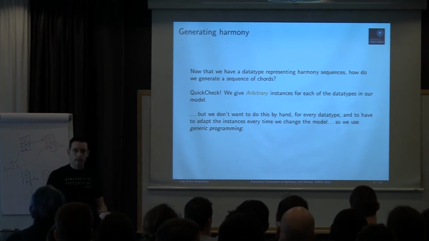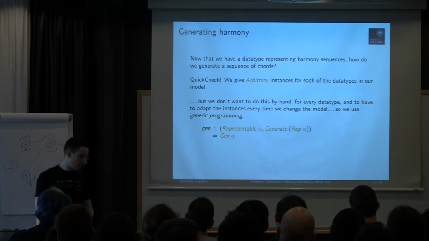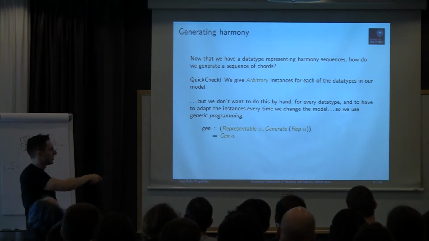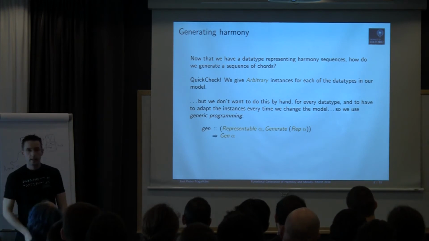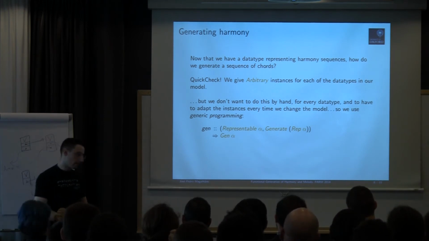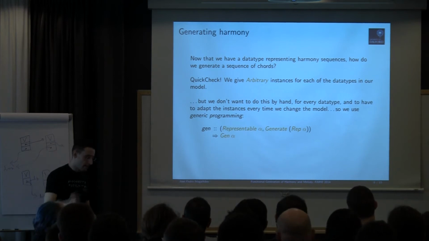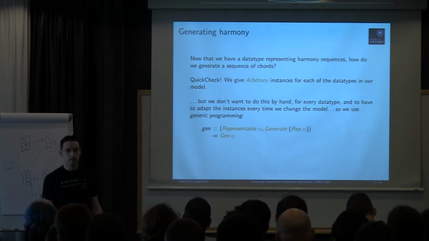So we use generic programming, which allows us to get functions that work on any data type. And you can change the data types and the functions still work. So what I'm using looks like this. Basically, you get a function gen that gives you a QuickCheck generator of alphas for any alpha, as long as that alpha is representable. And I have some Template Haskell code that automatically gives representable instances for all my GADTs in the model. So then I can change the model as much as I want, and my generator still works unchanged. It will still generate random sequences of data.